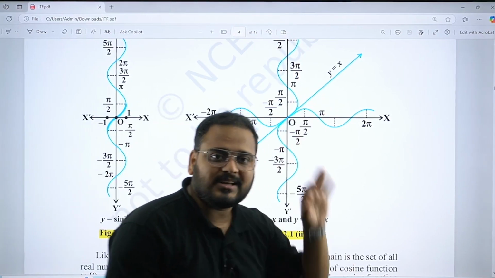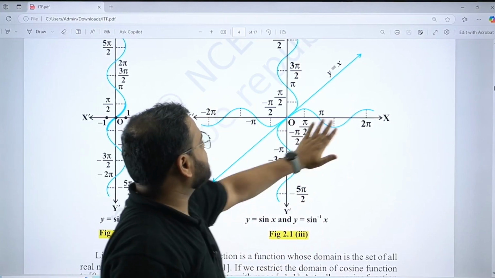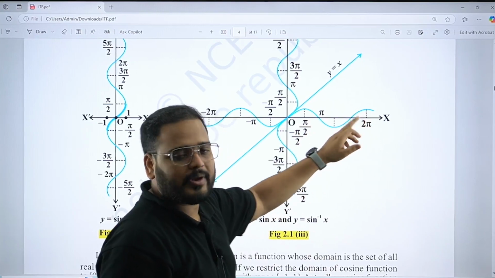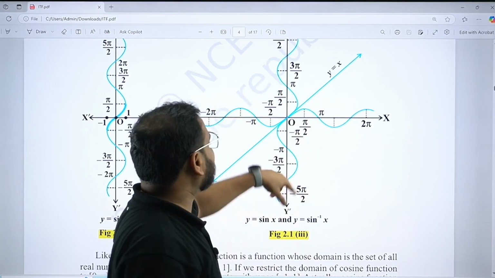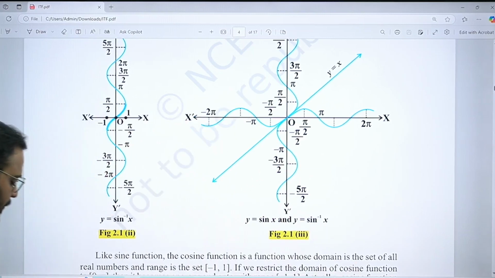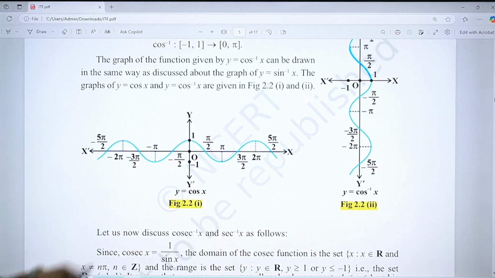I hope you are able to see the graph now. This part image is here, and this part image is there. This horizontal line is sin x, the curve, forgive me, and this is sin inverse of x, the vertical part. I just misspelled it. No problem. Now this is clear.